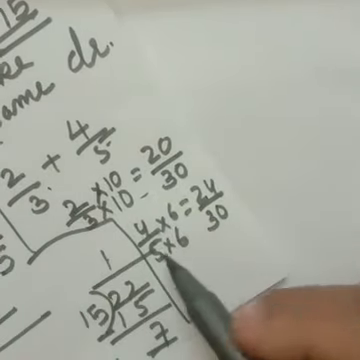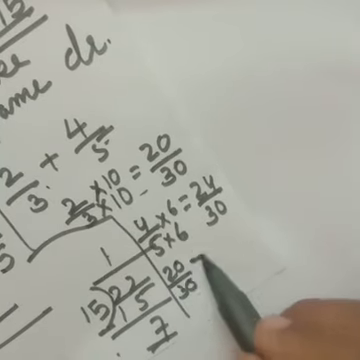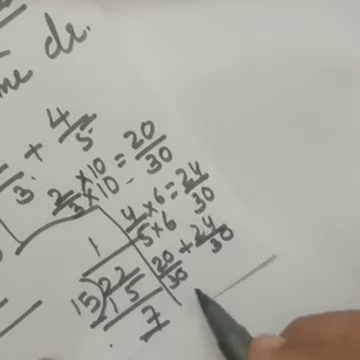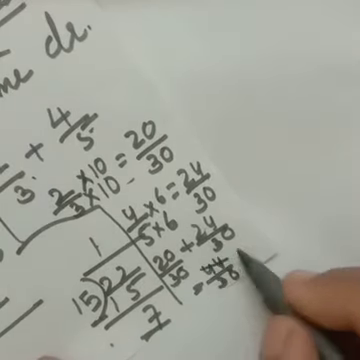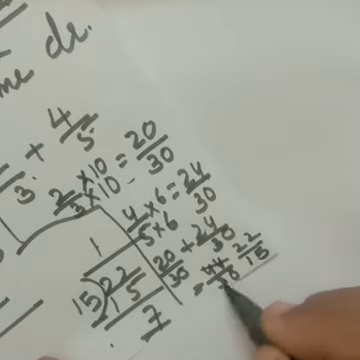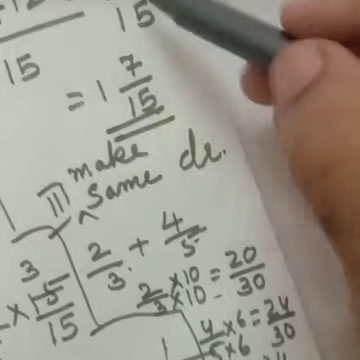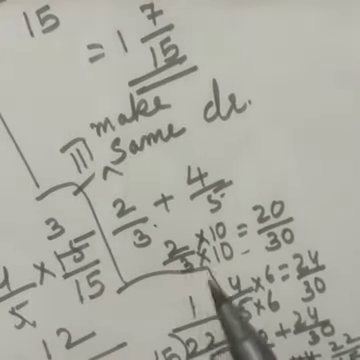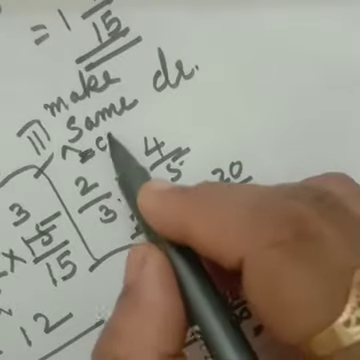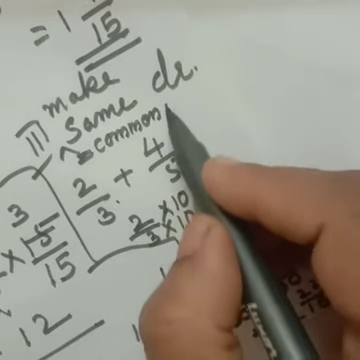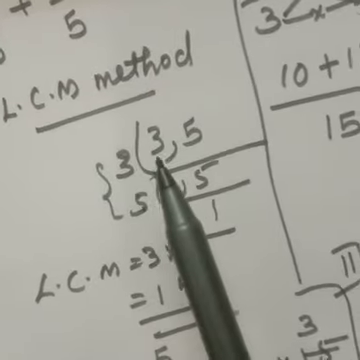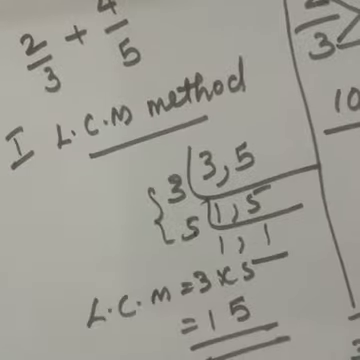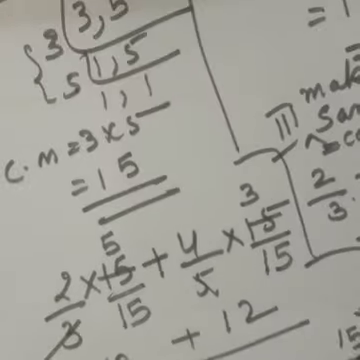Now you add it. You have to add both: 20 by 30 plus 24 by 30. What will you get? 44 by 30. Now cut it by the 2 table: 22 divided by 15. Are you getting your answer or not? This is called same denominator; otherwise we can say common multiple method. Clear? 3 methods are there. Any method you can use for addition and subtraction. I hope everybody understood these methods.